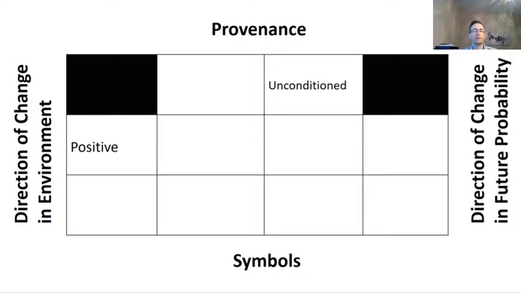Okay, so now I'd like you to complete the table in your guided notes pertaining to punishment in terms of provenance, direction of change in the environment, and direction of change in probability. And so you should complete this table in the same way you completed the reinforcement table in the prior unit. So I'm going to recommend pausing the video and going ahead and completing the table, and then press play in the video and I'll talk you through the answers.